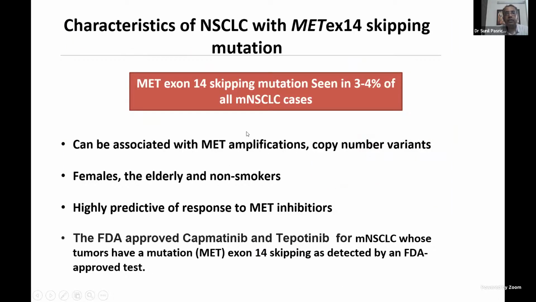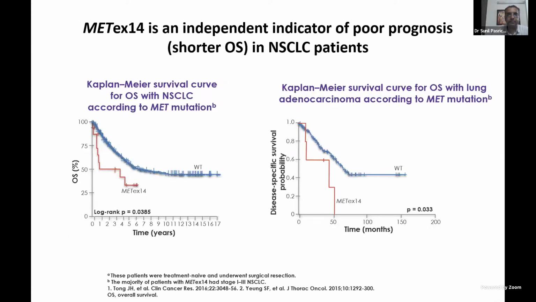So what is the characteristic of the NSCLC with the MET exon 14 skipping mutation? They are seen in 3 to 4% of all metastatic NSCLC, can be associated with MET amplification, copy number variants, commonly seen in female, elderly, non-smokers, and are highly predictive of response to MET inhibitors. The FDA approved capmatinib and tepotinib for metastatic NSCLC whose tumors have a MET exon 14 skipping mutation, as detected by an FDA approved test.